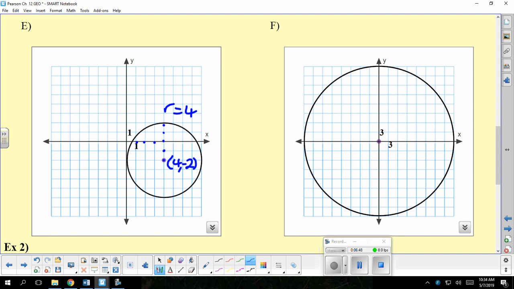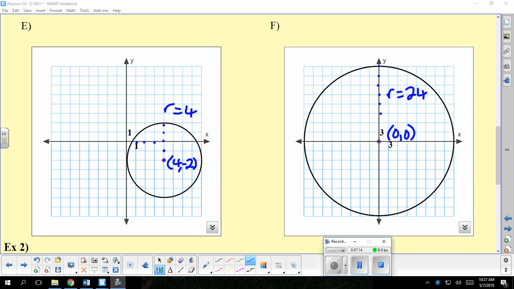Here's our center at the origin here. And then these are increments of 3. So 3, 6, 9, 12, 15, 18, 21, 24. Our radius is 24. So draw those pictures in there, and then see if you can come up with the equations of these circles. And I'll pause it right there so I can help you if you need it.